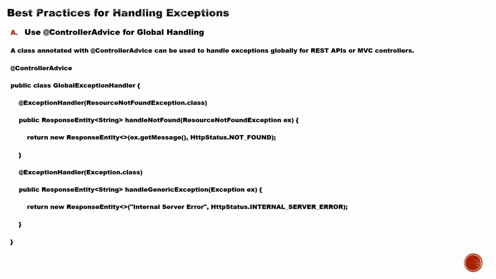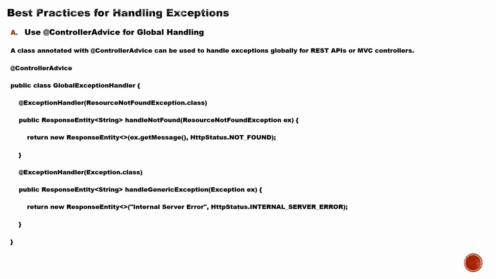Now we'll look into the best practices for handling exceptions. The very first way is using @ControllerAdvice, which is a global way of handling exceptions. In order to handle exceptions globally, you annotate a class with @ControllerAdvice, which is going to handle all exceptions globally for your REST application or your MVC application, right? Now at the controller level, when you write this, you have to have this @ControllerAdvice defined.